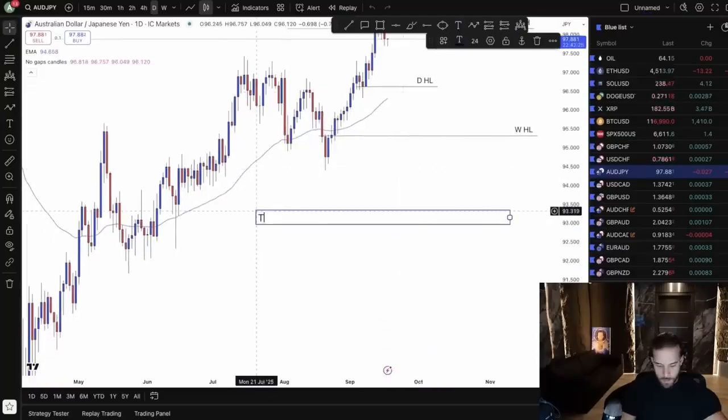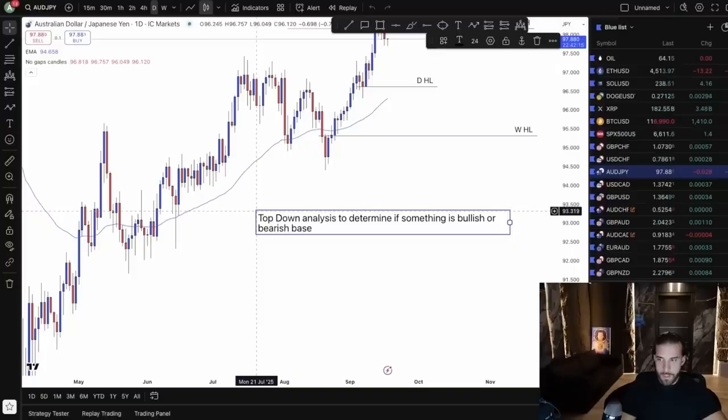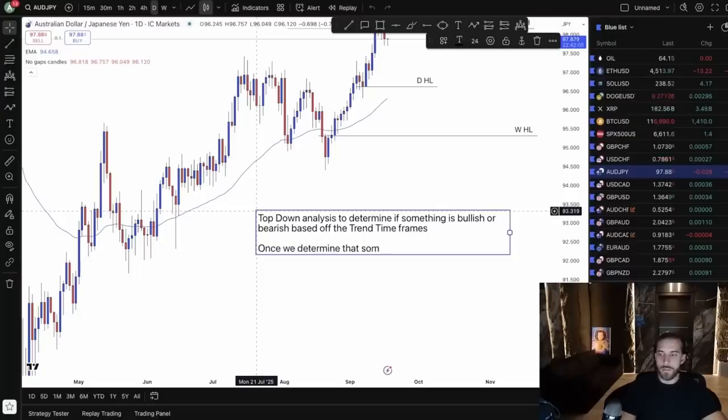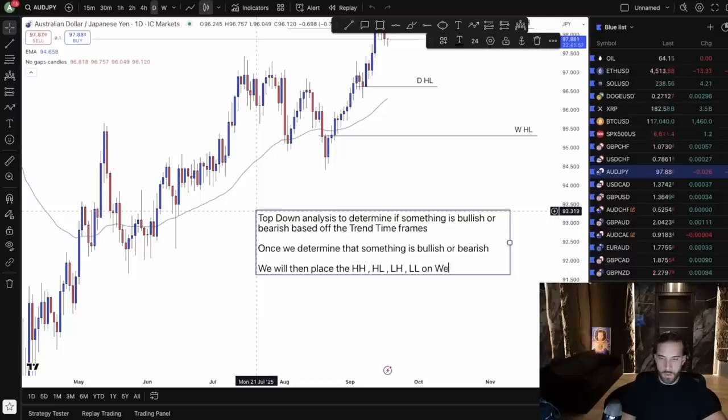Just gonna write this down. Top-down analysis is to determine if something is bullish or bearish based off the trend time frames. Once we determine that something is bullish or bearish, we will then place the higher high, higher low, lower high, and lower low on the weekly, daily, and 4 hour to trap price.